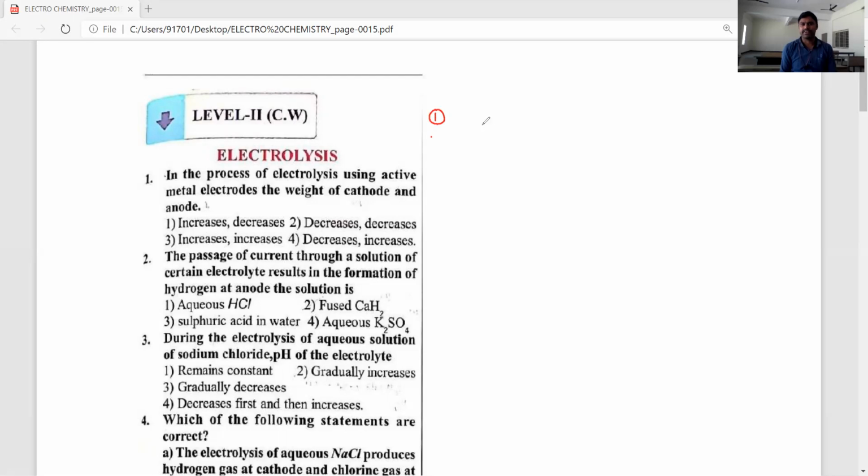For example, activated metals, the zinc as anode, okay, and copper metal acts as a cathode. We know very well at anode what happens, my dear students. At anode oxidation takes place. Oxidation reaction takes place.